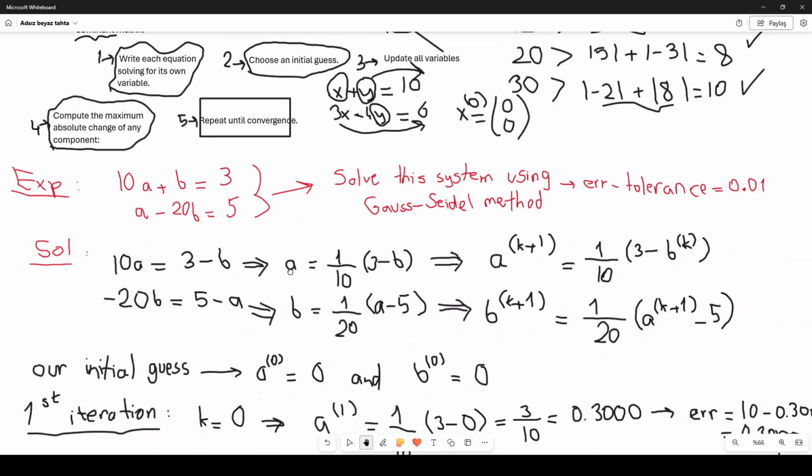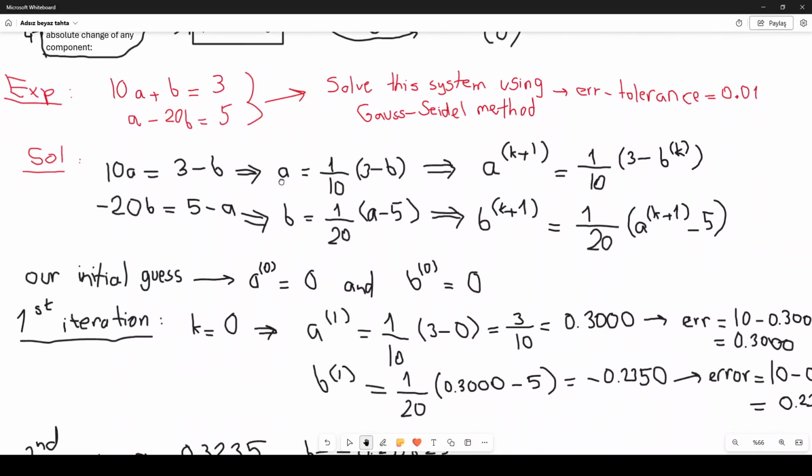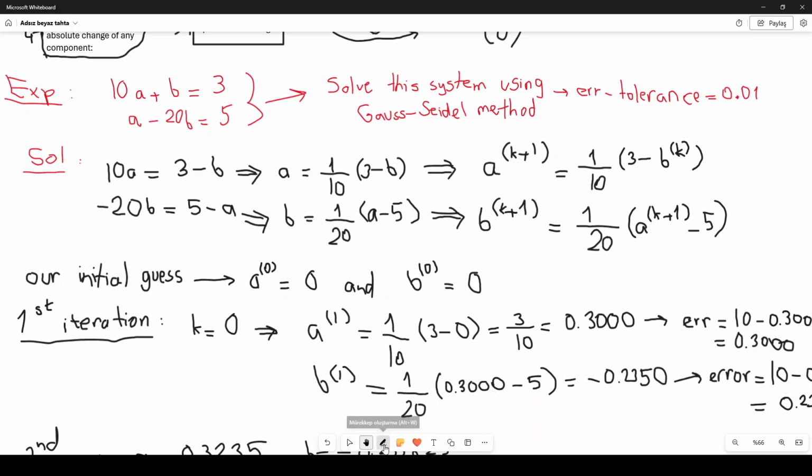And here's the way we apply this technique. Suppose we are given this system of equations. 10a plus b is equal to 3. This is the first equation. And a minus 20b is equal to 5. This is the second equation. And our question is, solve the system using the Gauss Seidel method we have just learned.